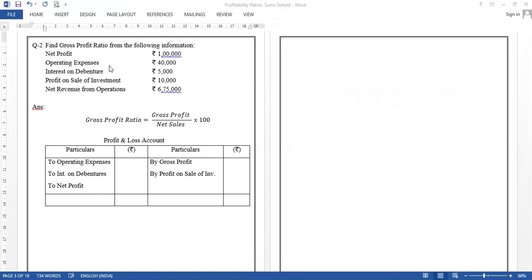The next sum now: we are again asked to calculate the gross profit ratio from the following information. We are given the net profit, the operating expenses, interest on debentures, profit on sale of investments, and net revenue from operations.